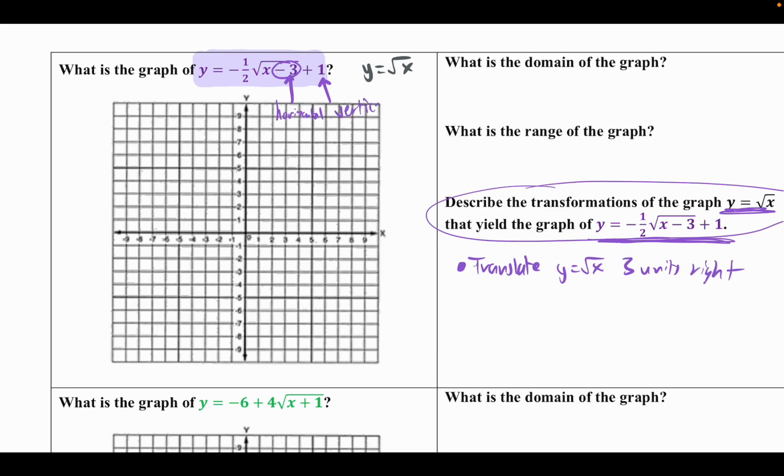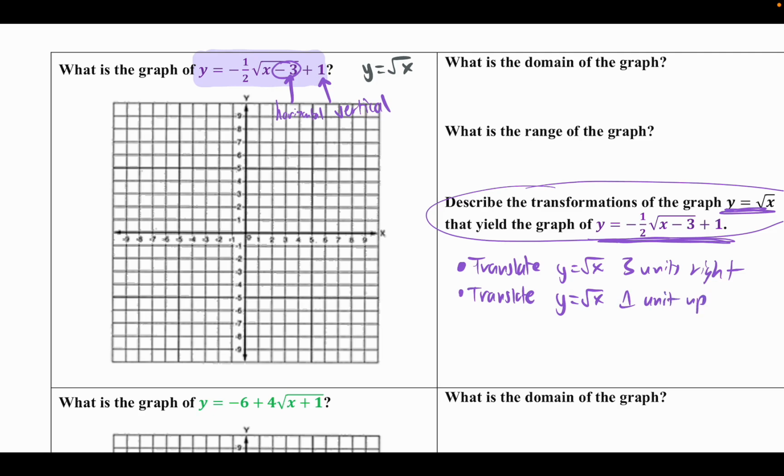This plus 1 will definitely result in a vertical translation. Because it's plus, it does go the same direction as what you always think, so it's going to go up. So we still call that a translation as well when you're just moving the graph, but it just moves it a different direction. In this case, it'll move it 1 unit upwards.